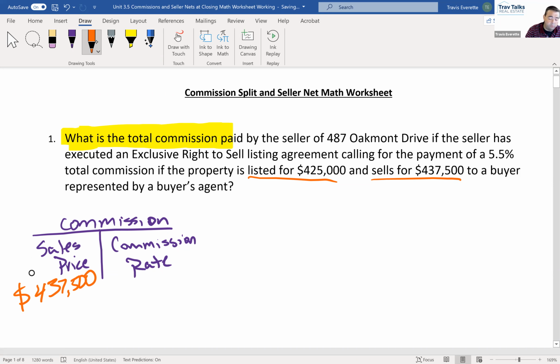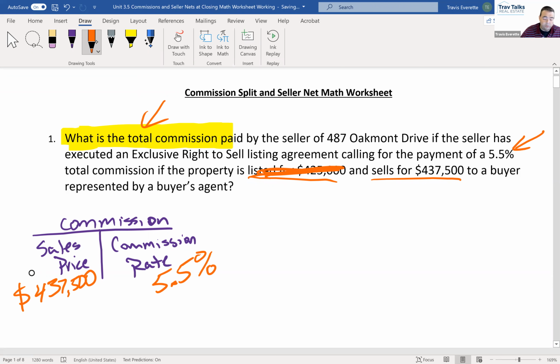So in other words, we're going to just eliminate that listed for number. It's garbage, we don't need it. So the property sells for $437,500. Now, they've given us the total rate and they want to know the total commission. And here's the total rate. So that's just going to be a matter of plugging in this total rate right here.